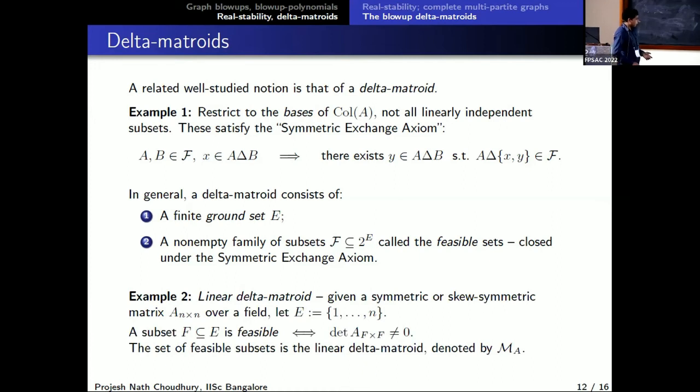If you take a symmetric or skew-symmetric matrix A of size n, you define the feasible sets F as follows. F is a feasible set if and only if the determinant of the principal submatrix of A corresponding to F is non-zero. Bouchet shows that this system provides a delta-matroid, which is called a linear delta-matroid. Now the question is, so far we have discussed real stable polynomials and delta-matroids. Is there any connection between these two notions?